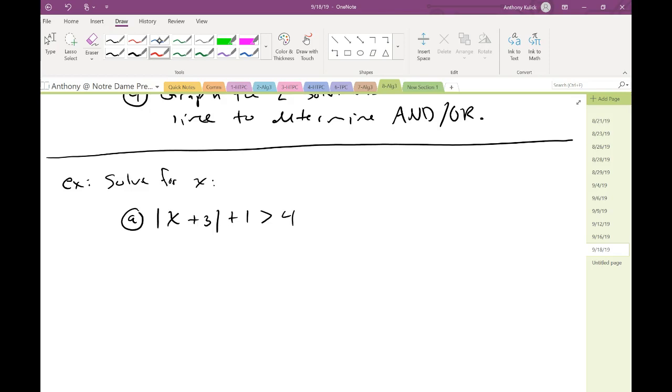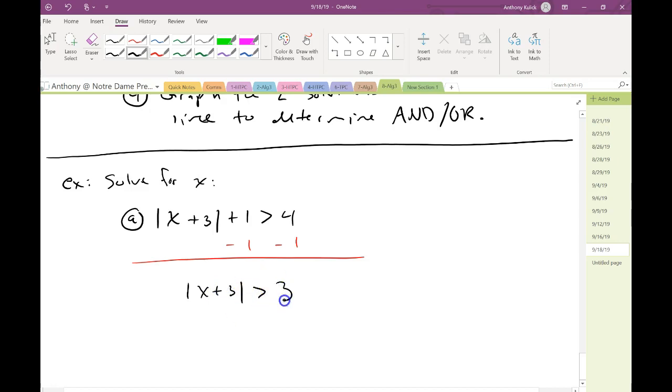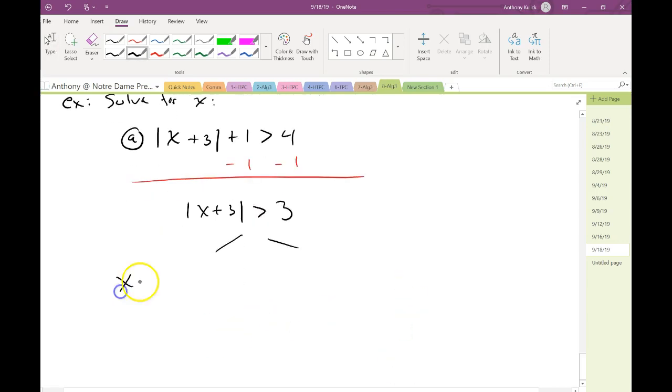So the first step is to isolate the absolute value part. So in this case, I'm going to subtract 1 from both sides. At this point, I've isolated the absolute value, so I can split this into two inequalities. The first inequality is going to be the exact same thing, just without the absolute value symbol. The second inequality is going to be the exact same thing, except I need to negate the right-hand side.